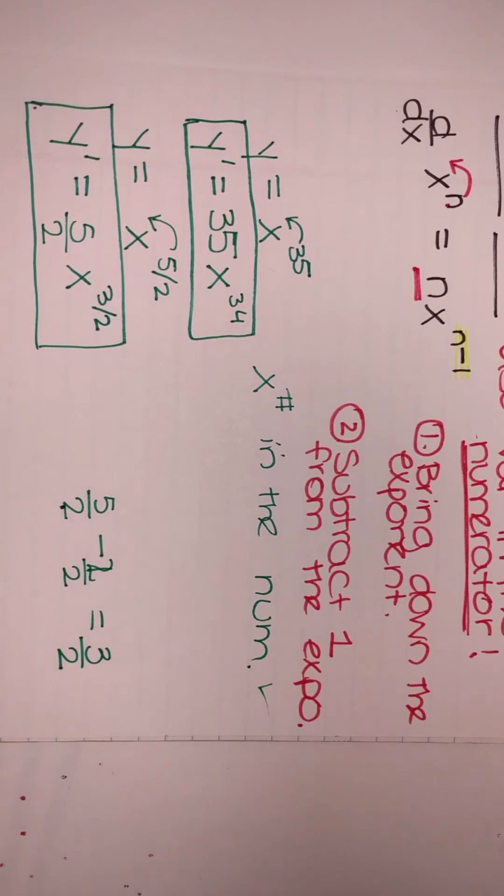Okay, so that is our power rule. We first notice that we have a variable to a number in the numerator. Then we bring down the exponent and subtract 1 from the exponent.